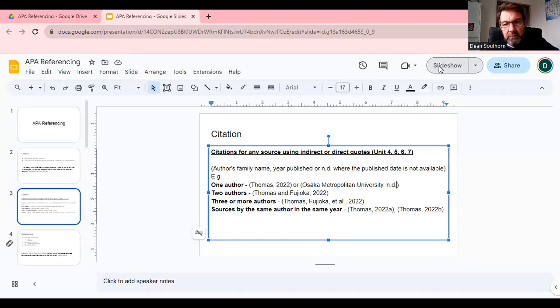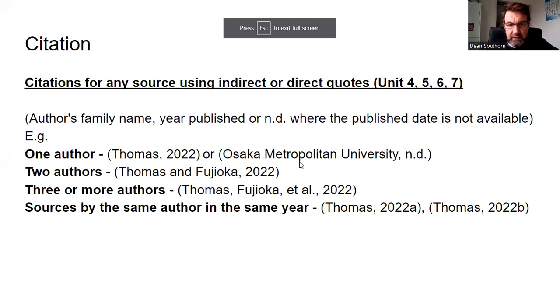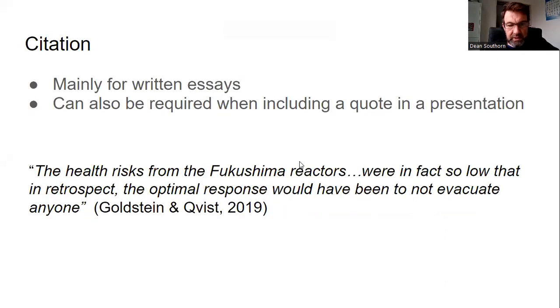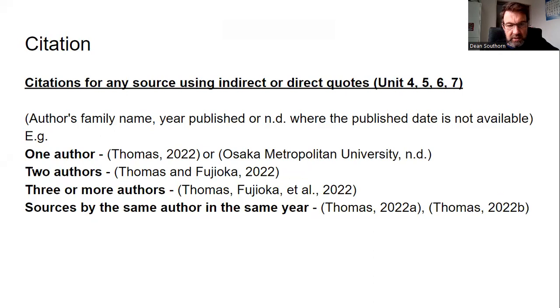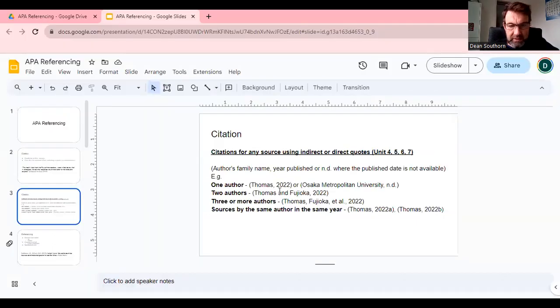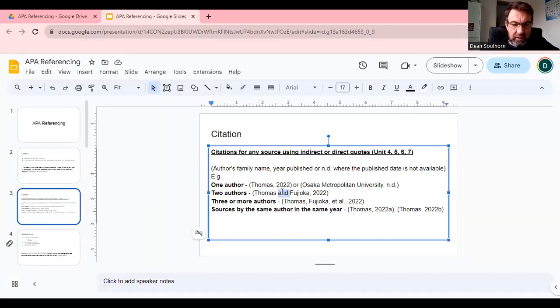Okay, if we have two authors, like in our previous example, Goldstein and Kvist, we write both their family names, comma, and 2022. Probably best to use the ampersand, actually, rather than the word and. But again, both names, comma, 2022.